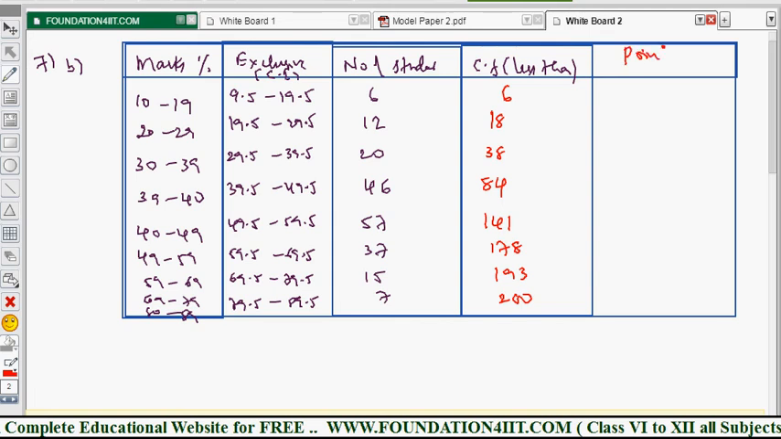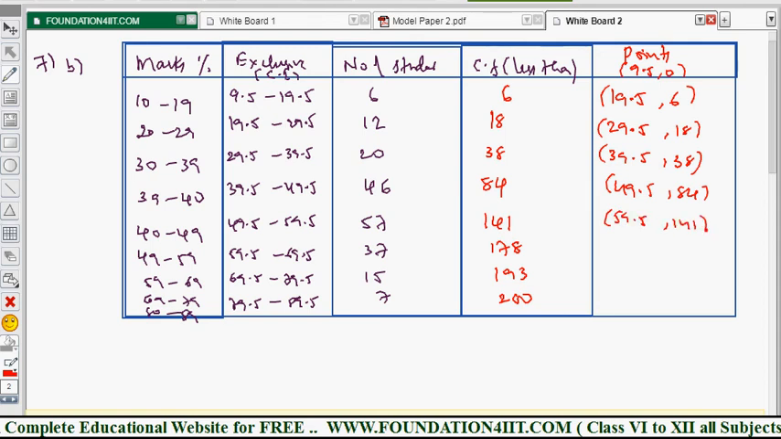Then we can make the points. These points only should be plotted on the graph. So starting is 9.5, comma 0, because we start from 0. Next, whenever the less than cumulative frequency, take the highest upper limit: 19.5, comma 6, and 29.5, comma 18. Next 39.5, comma 38. So these are the points we need to plot on the graph. And similarly 49.5, comma 84, and 59.5, comma 141, 69.5, comma 178. Just write all this. 79.5, comma 193, and 89.5, comma 200. These points we put on the graph.